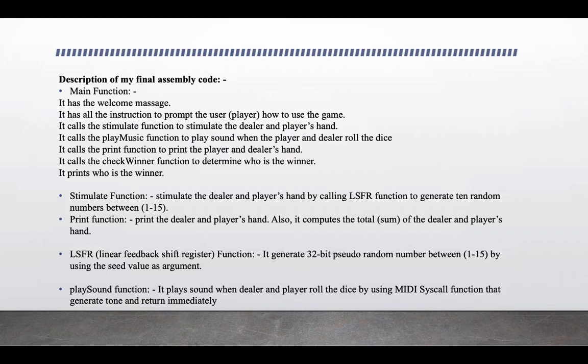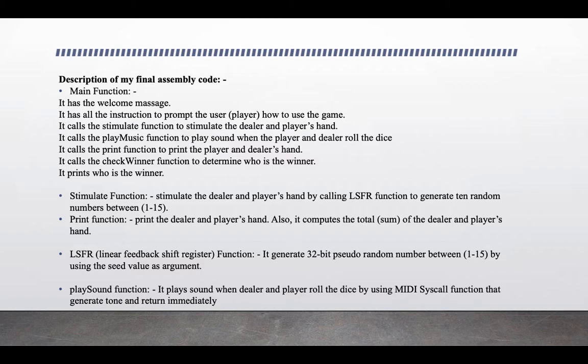My project also has a simulate function. The simulate function simulates the dealer and player hand by calling the linear feedback shift register function to generate a random number between 1 and 15. My program also has a print function. The print function prints the dealer and player hand. Also, it computes the total sum of the player and dealer hand.